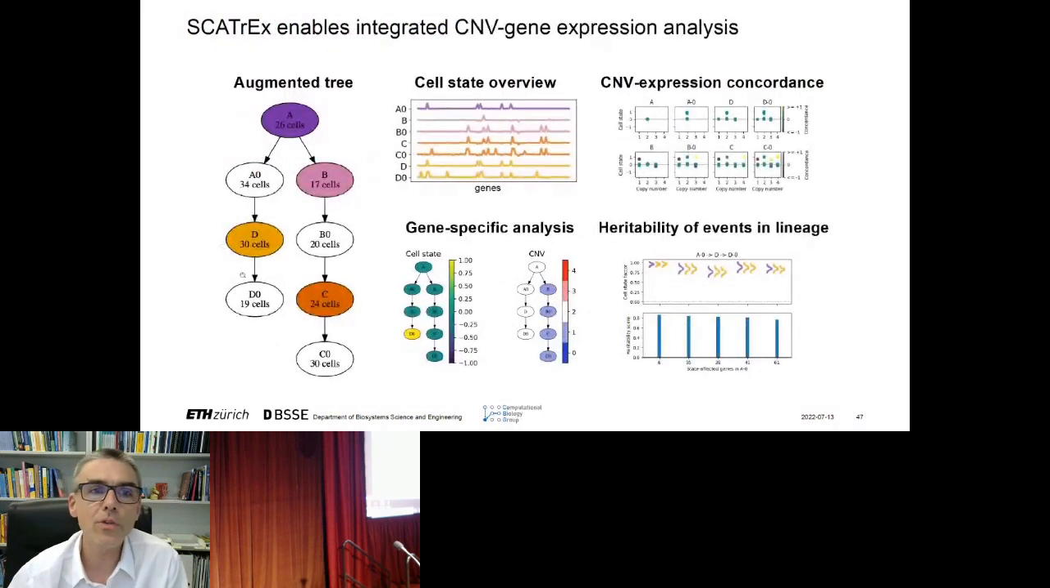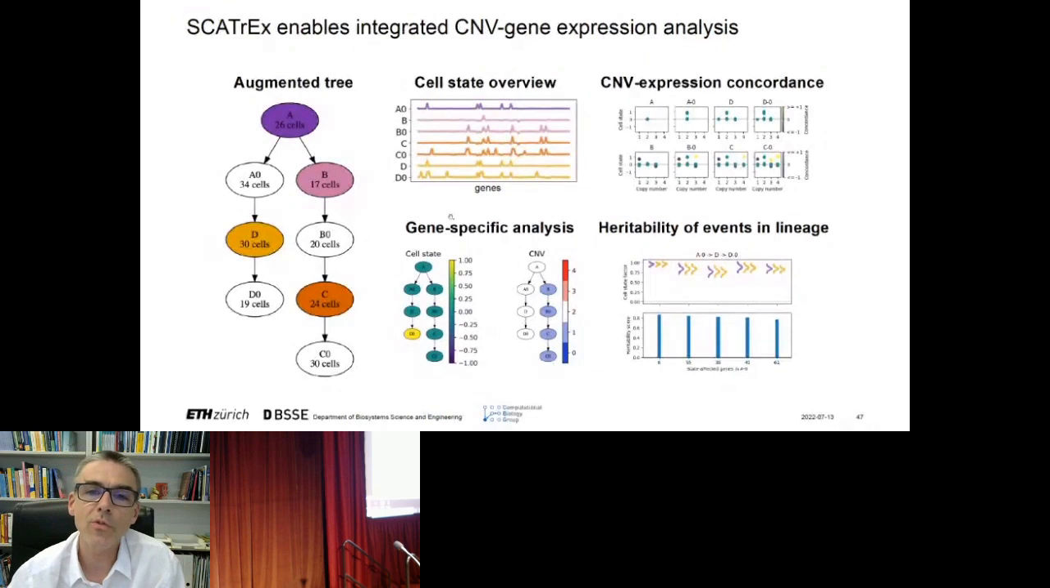What this model allows you to do, one such augmented tree is shown on the left-hand side here, is to get an overview of all the cell states, of course. You can compare CNV induced expression versus the observed expression. You can trace individual copy number changes along individual lineages of the tree and ask how heritable they are.